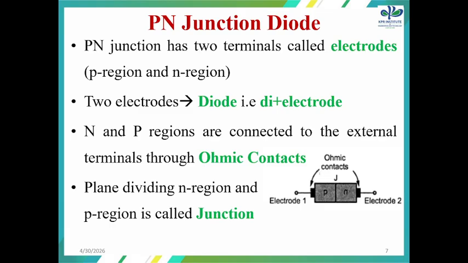As we know, the PN junction has two terminals called electrodes, the P region and N region. The N and P regions are connected to the external terminals through ohmic contact. A plane dividing the N region and P region is called the junction. The diagram shows electrodes 1 and 2, which are the anode and cathode. In between the P and N regions, there is a junction called the depletion region.